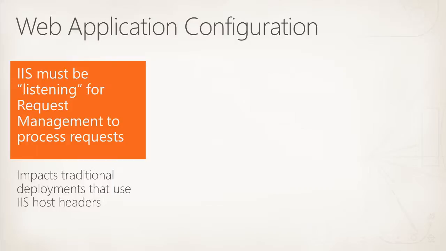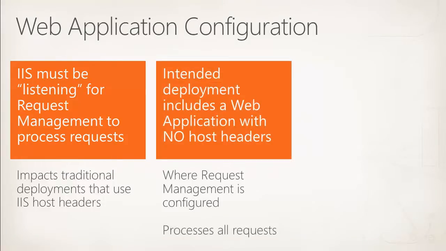Now, if we do that, we've got a host header. So if we want to serve more than one application with a fully qualified name, this isn't going to work. We're going to have to configure request management on each web application individually. So there's an impact here around the move towards using web applications with no host headers and using a thing called hostname site collections. So the intended deployment for request management is exactly that. A single web application with no host headers in IIS, which is where request management is configured.